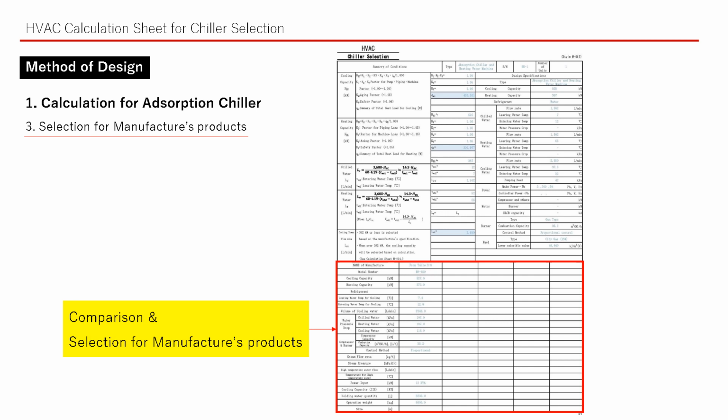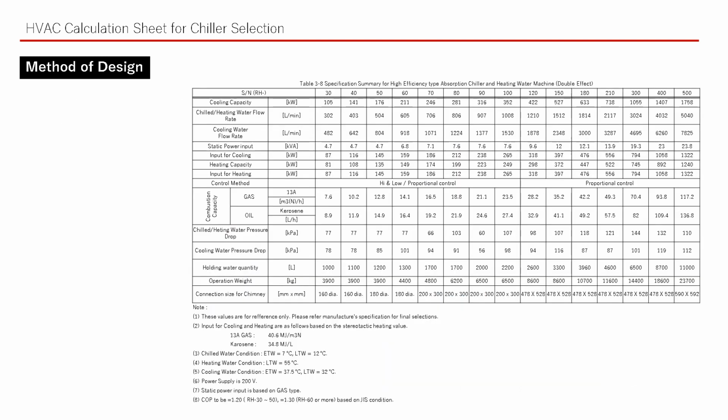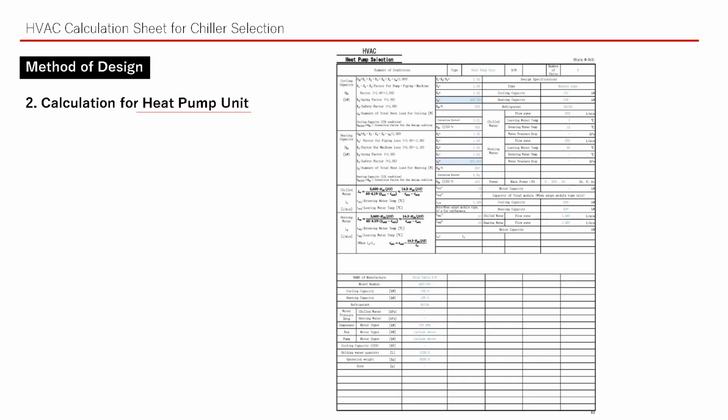After that, make comparison and selection matrix for manufacturer's product. As sample, we filled in selection from table 3 to 8. This is table 3 to 8, specification summary for high efficiency type absorption chiller and heating water machine. Then, we selected RH150. We completed explanation for absorption unit. Next we would like to explain about heat pump unit also.